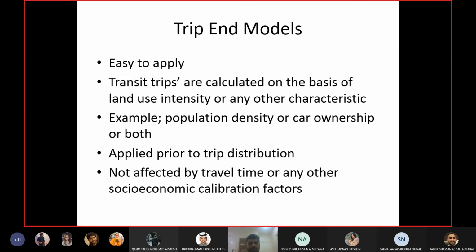Trip end models, the thing is, if you want to apply trip end models, then they should be applied before trip distribution. So you go to the trip generation table from where we started today, and the number of trips you have from each area, you divide them into transit trips and car trips. So trip end models are applied to the data which you generate at the trip generation stage. The mode choice stage will come immediately after trip generation, if you are applying a trip end model.